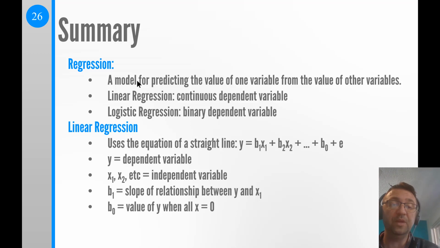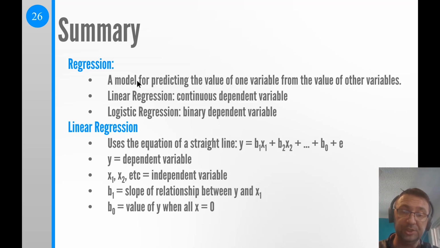So, regression is a model for predicting the value of one variable from the value of other variables. So linear regression is where a continuous variable is being predicted from the value of other variables, and logistic regression is where a binary dependent variable is being predicted from the value of other variables.